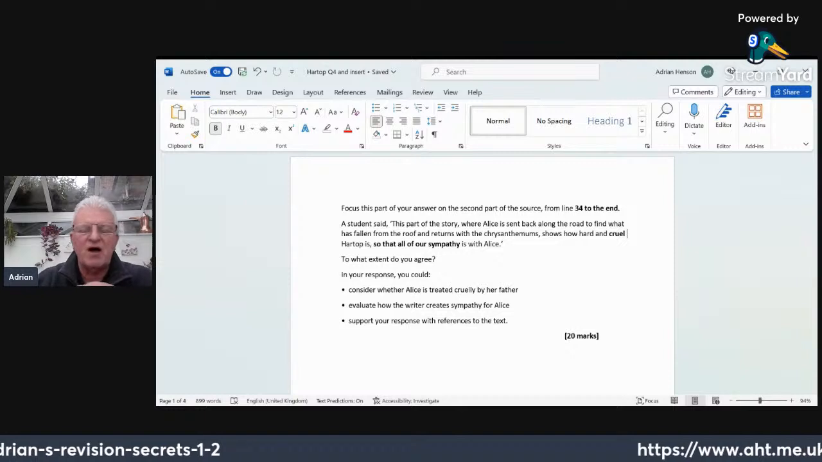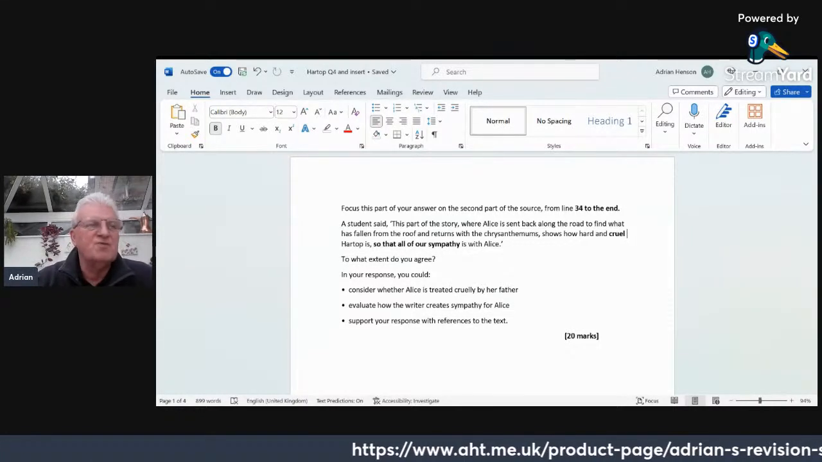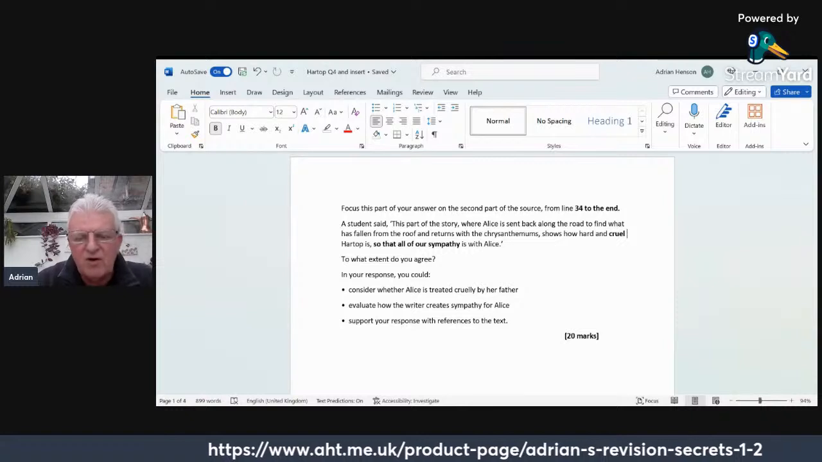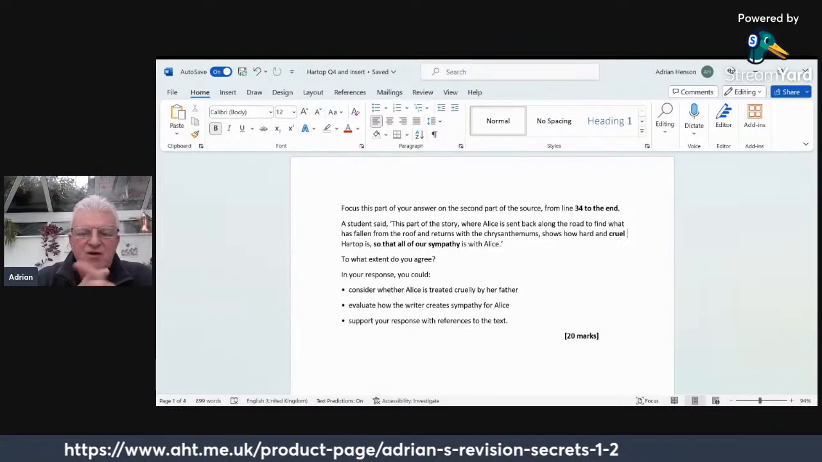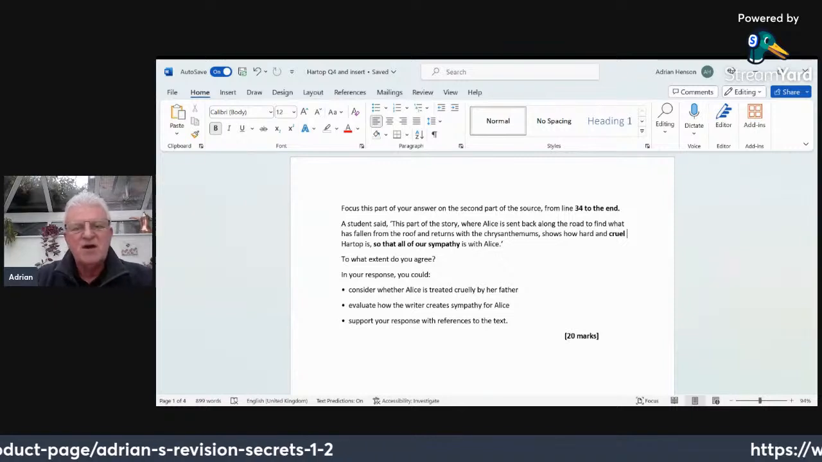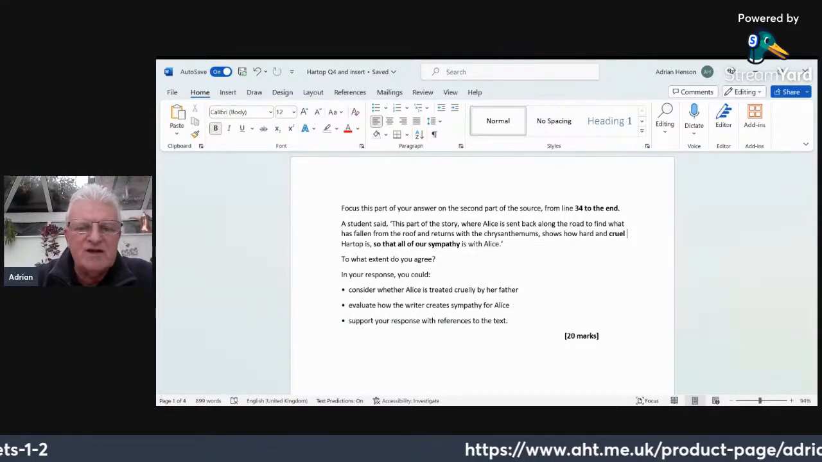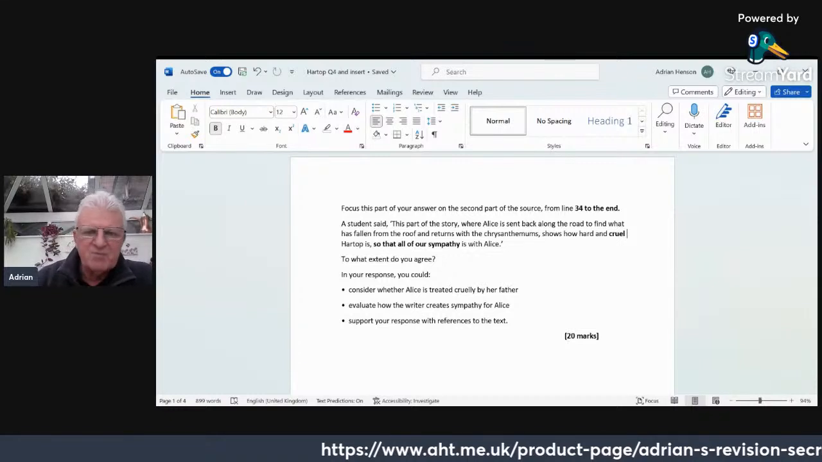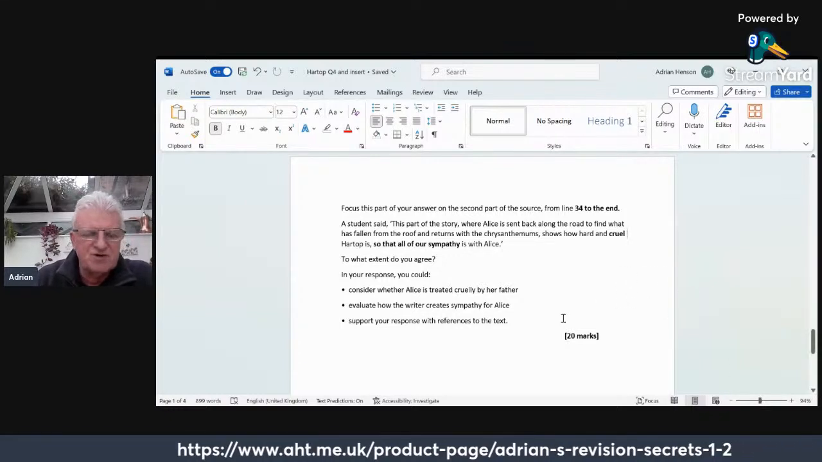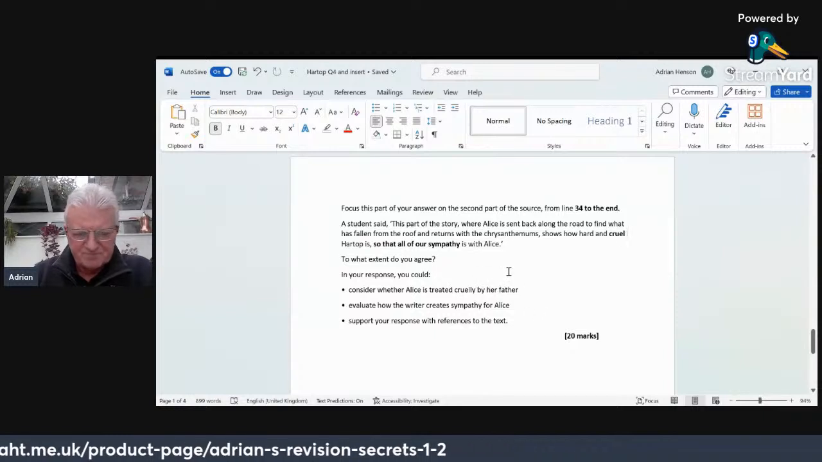Now, the first thing I would always suggest, and I've said this in my revision guide, Adrian's Revision Secrets 1 and 2, all along, is that question 4 is a very important question. It's 20 marks, and we're talking about a 25-minute input into getting a good mark for this. But there are certain things that students still don't do, so I want to show what those are.